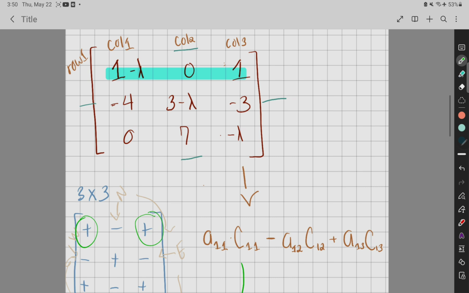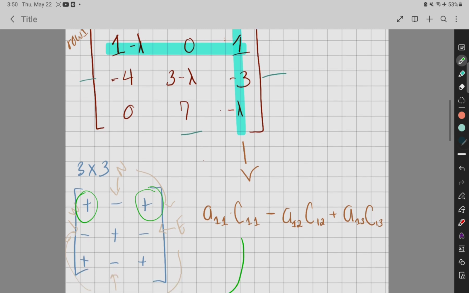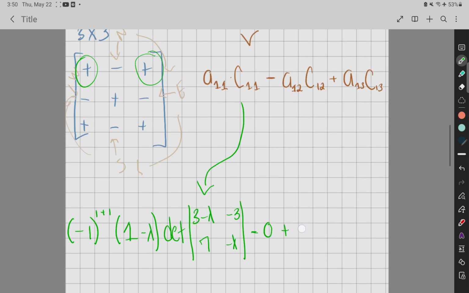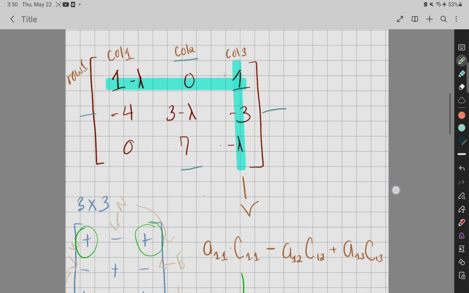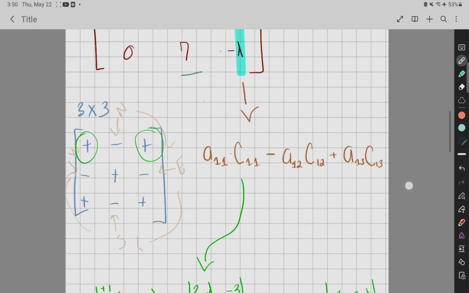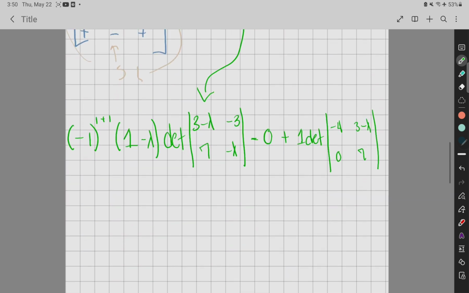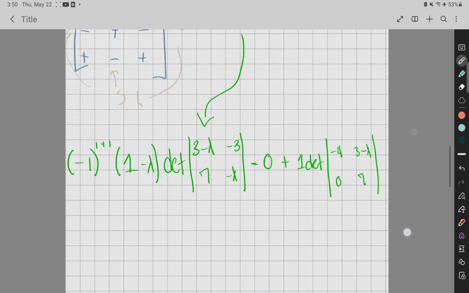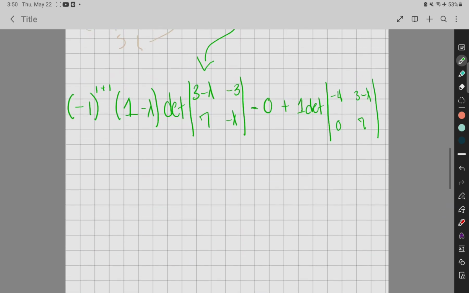Okay, so now we're at 1. So now we have to delete column 3 because that's where 1 is at. And so what do we have left? The determinant of -4, 3 minus lambda, 0 and 7. Right? So now we have that.